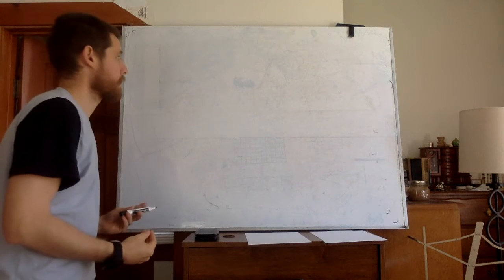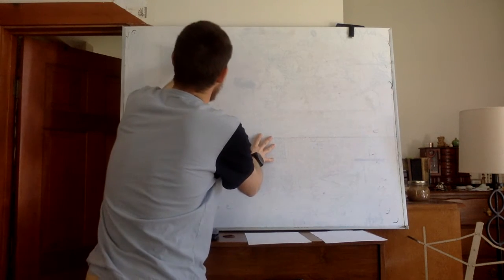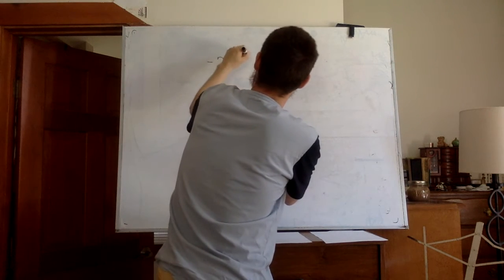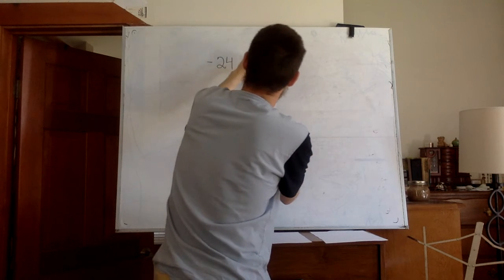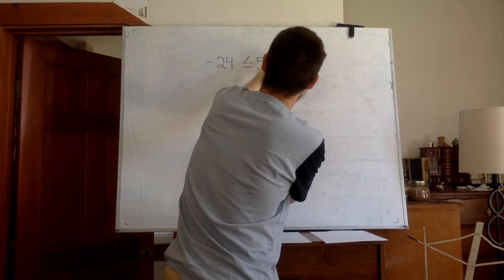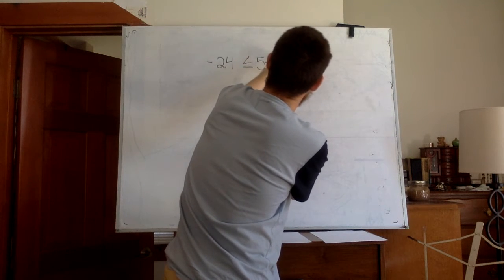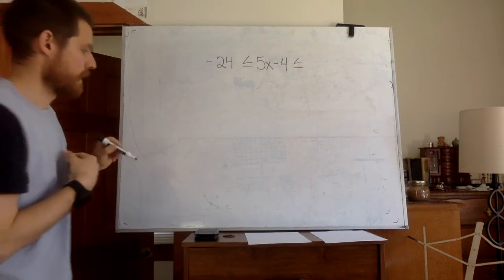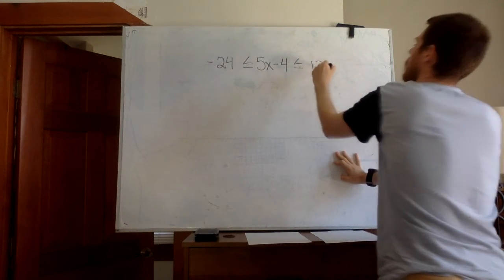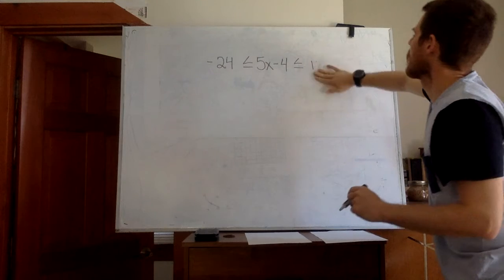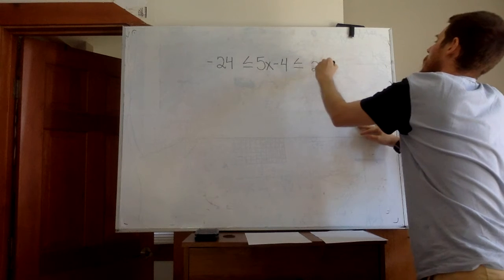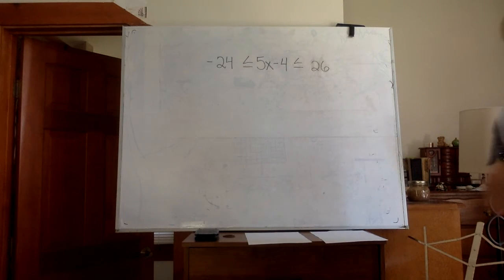I would take that problem and I would say negative 24 is less than or equal to 5x minus 4, which is less than or equal to, let's put a number like 12. I don't like 12. Let's do a number like 26. All right, here's our starting problem.